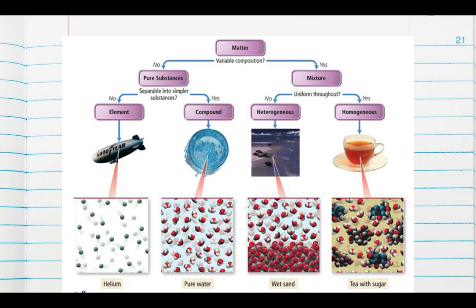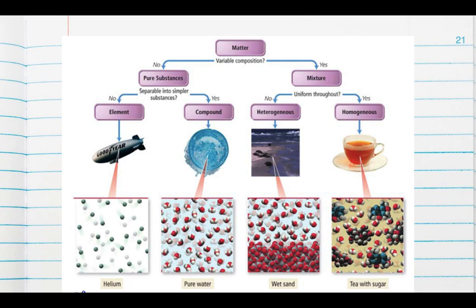So back up to the matter. Matter. Is it made of different stuff? No. Pure substance. Can I make it into smaller stuff? Yes. Compound. So my compound would go under the yes box. The example is going to be pure water. And then my picture is going to be those little Mickey Mouse molecules.